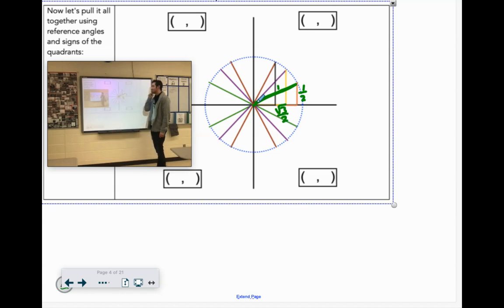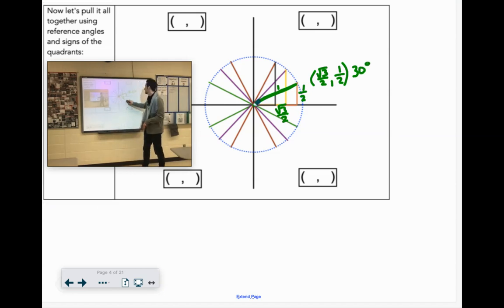So if we were to create a coordinate out of that, that's root 3 over 2 to the right, so that would be our x-coordinate. And then the y-coordinate would be 1/2. So this would be for a 30-degree angle. I'm going to erase that so that I can write it for the 45.